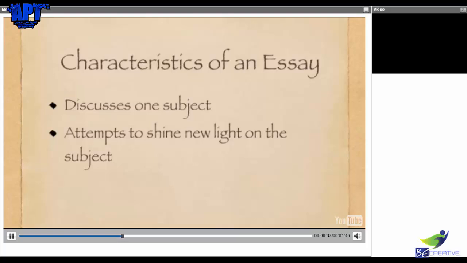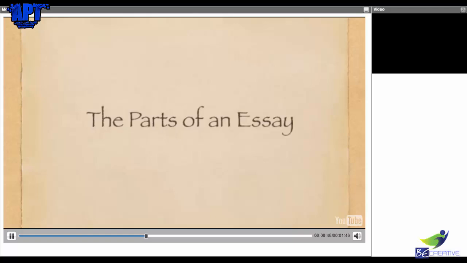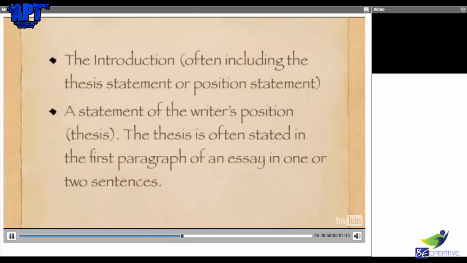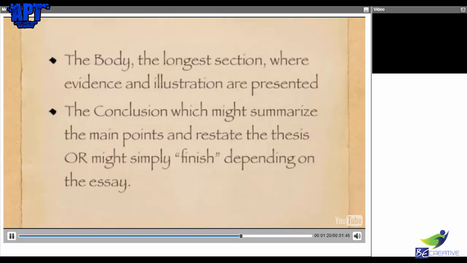The characteristics of an essay are that it discusses one subject and it attempts to shine new light on the subject. An essay has parts. We use this to teach you how to write an essay, but in reality, they just describe what an essay is. Most essays begin with an introduction, and this introduction often includes the thesis statement or the writer's position statement. An essay has a statement of the writer's position, and this is often stated in the first paragraph, and it's usually one or two sentences long. The body is the longest section of an essay, and this is where evidence and illustration are presented. At the end, naturally, we have the conclusion, and this might summarize the main points and restate the thesis, or it might simply just finish, depending on the essay, its purpose, audience, and what you're trying to say.